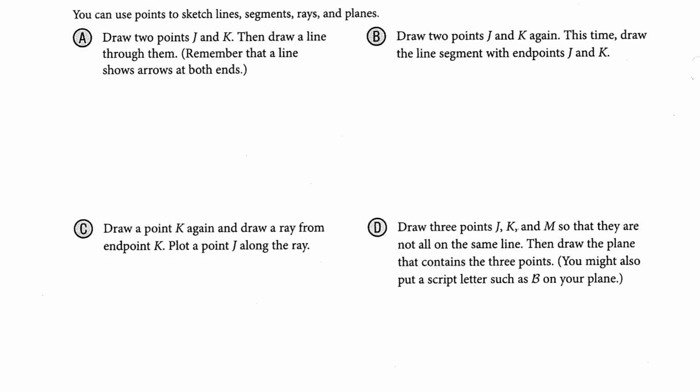You can use points to sketch lines, segments, rays, and planes. Draw 2 points J and K, then draw a line through them. Remember that a line shows arrows at both ends. Draw 2 points J and K again. This time draw a line segment with endpoints J and K. A line segment does not continue on forever in both directions.